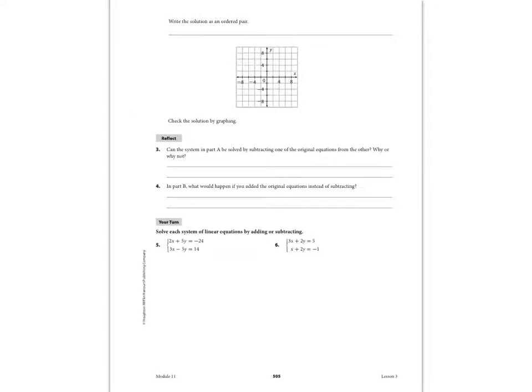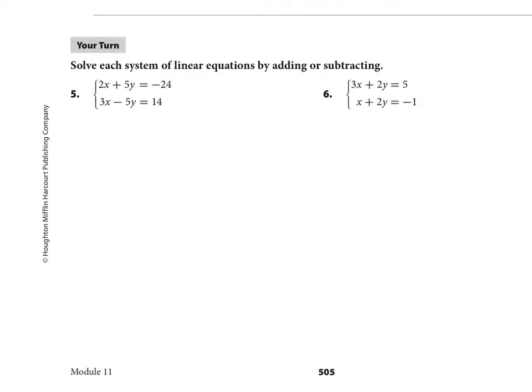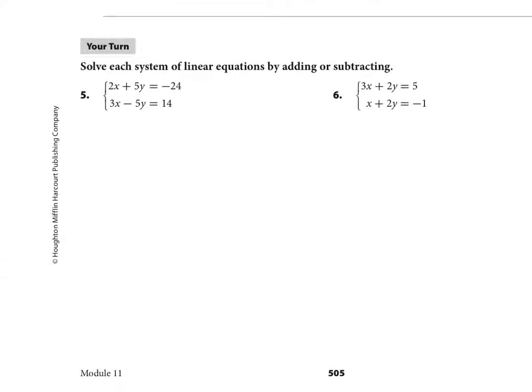On page 505, let's take a look at number 5. So if I add everything straight down, keeping in mind that I can only combine like terms, but this is set up very nicely. These are both in standard form. You can see my x term and my x term are lined up. My y term and my other y term are lined up. I've got my equal signs lined up, and then my constant terms also lined up. So if I add everything straight down, let's see what happens.